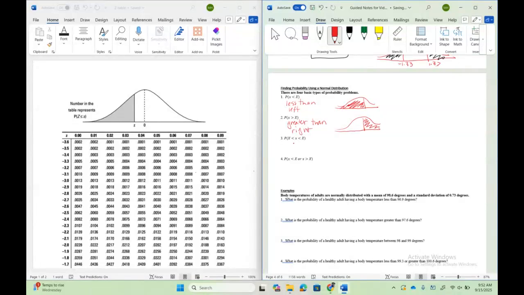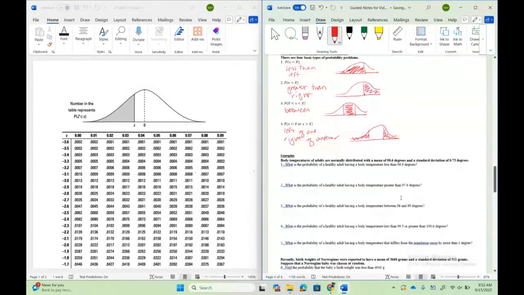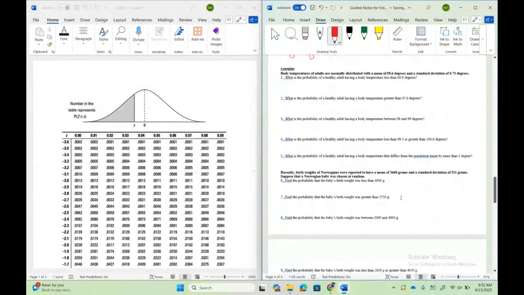The third type is where we're looking for something between 2 values. When that happens, we'll have to find an area between 2. And the other one is kind of like to the left of one value and then the right of another. That picture will look like this: left of one value, right of another. All right, so here we have it.